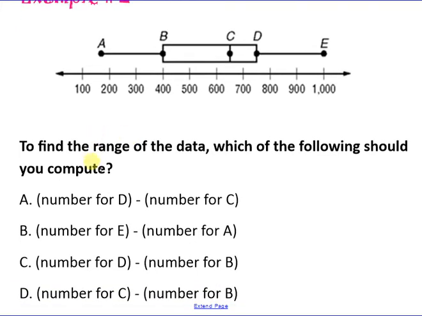To find the range, so just the range, not the interquartile range, just the range of the data, which of the following should you compute? The number for D minus the number for C, the number for E minus the number for A, the number for D minus the number for B, or the number for C minus the number for B. So first of all, think about how do you calculate the range. Well, range is the big number minus the little number. So big minus little. So you're going to take the largest number minus the smallest number.